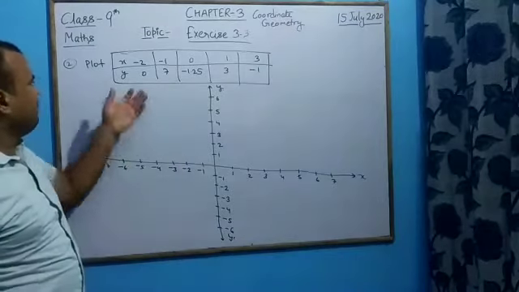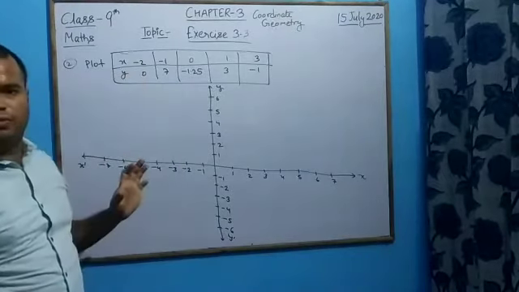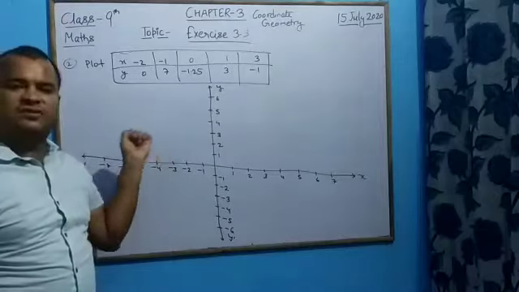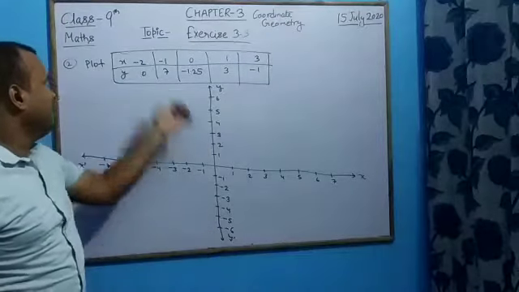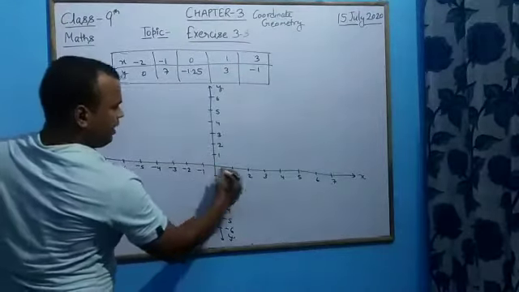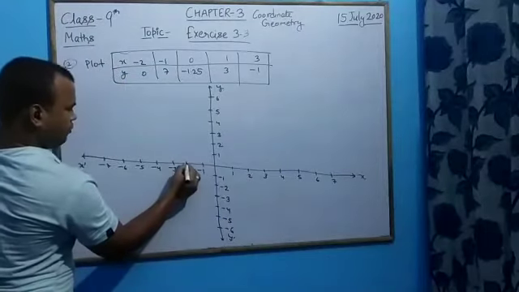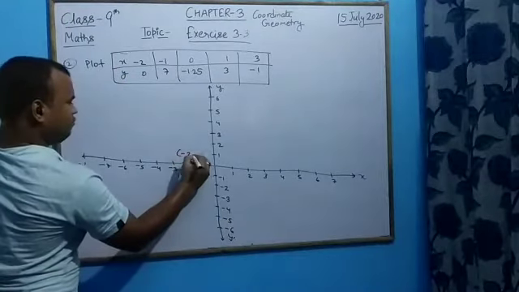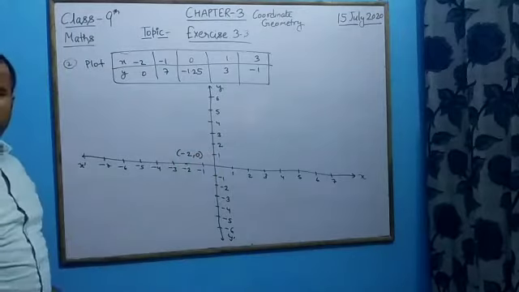Let us see the first one. That is -2, 0. Whenever the y coordinate is 0, it will lie on the x axis. That is -2, 0. On the x axis, -2. So I will write -2, 0. This is the first point I have plotted.